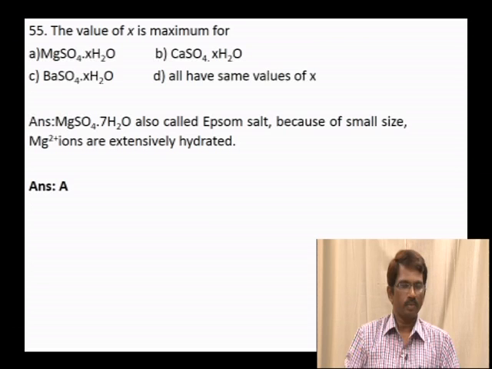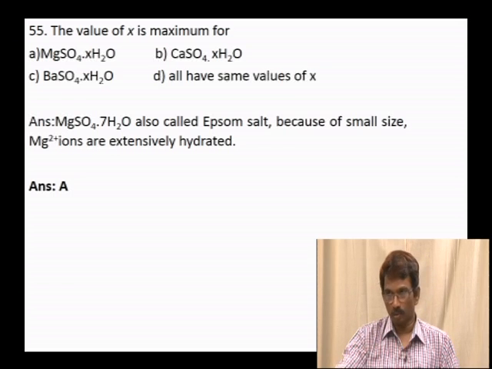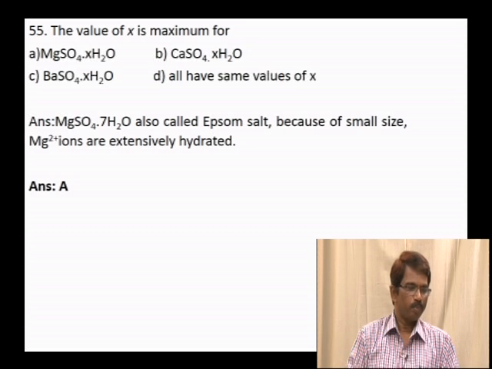Into question number 55. The value of X, that is the number of molecules of water which gets hydrated with salt, is maximum for option A MgSO4.XH2O, option B CaSO4.XH2O, option C BaSO4.XH2O, and option D says all have same values of X. You know, barium sulfate is insoluble in water.